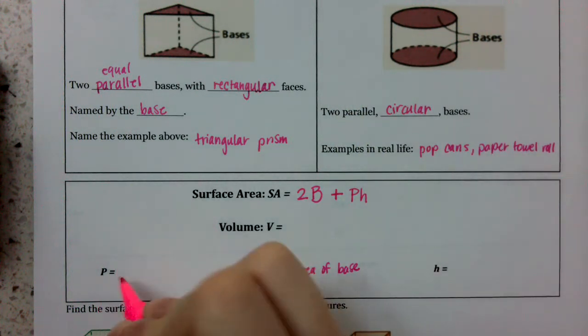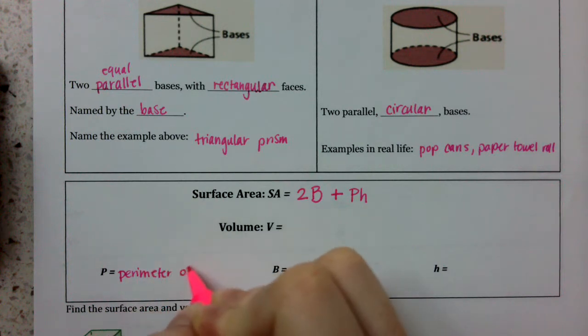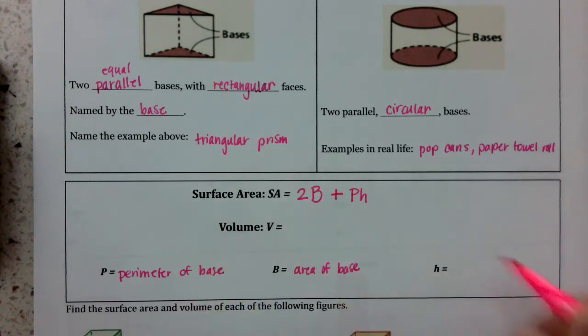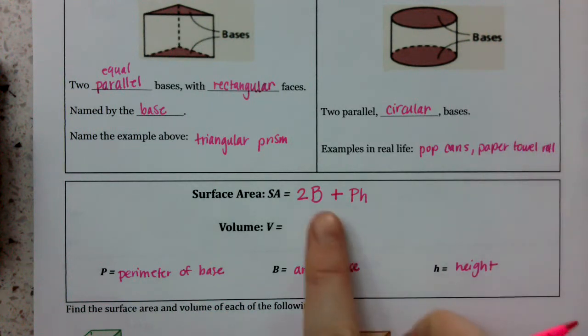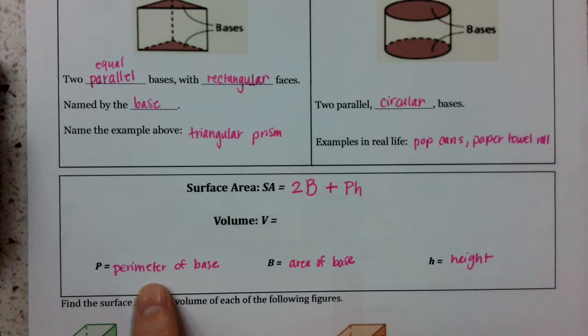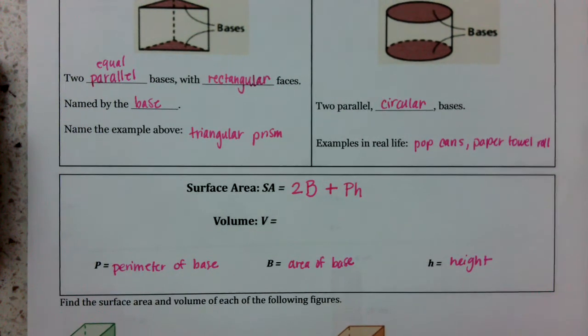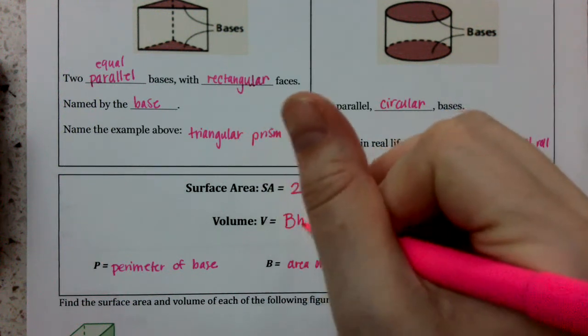Capital P is the perimeter of the base, and then H is the height. B and P are capitalized, so you know that they're related to the base. Capital B is area of base and capital P is perimeter of base. And then volume is just going to be capital B, the area of the base, times the height.